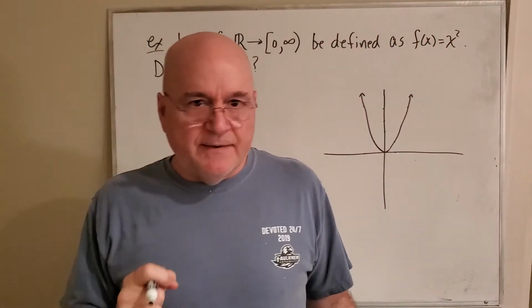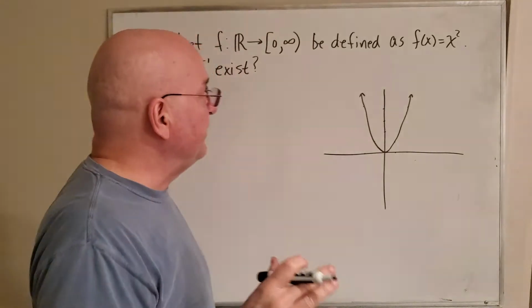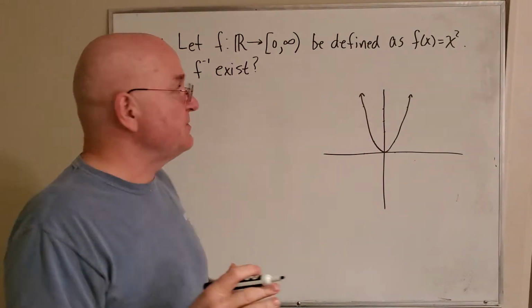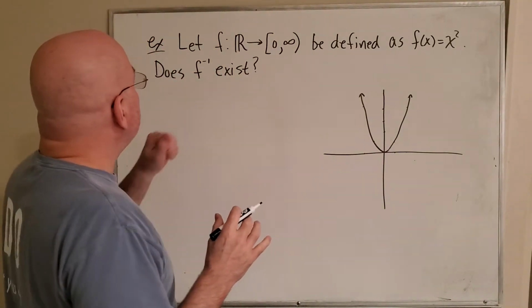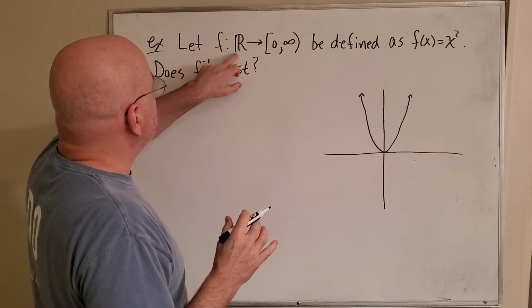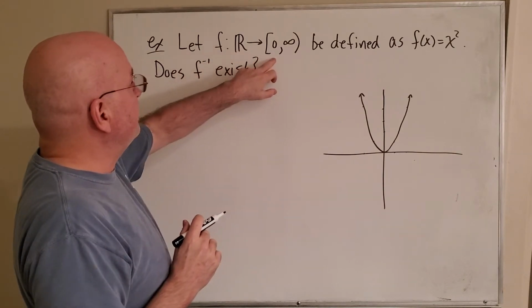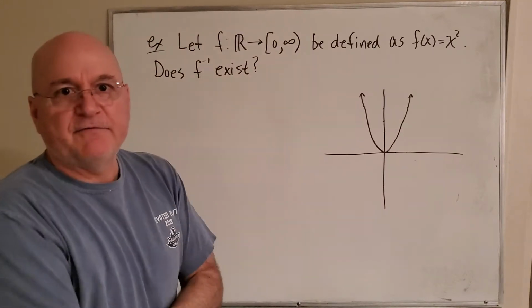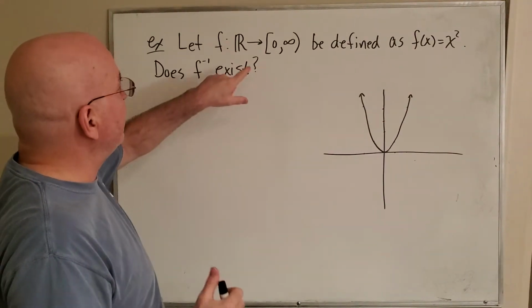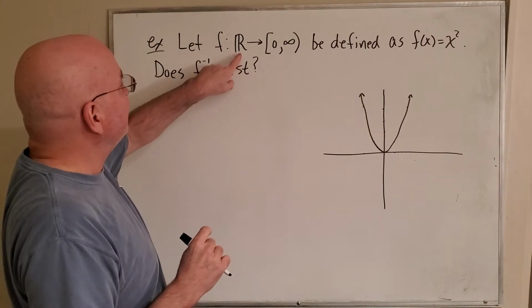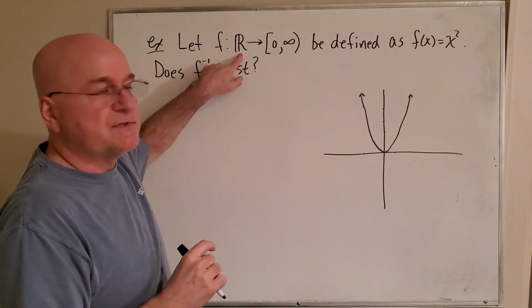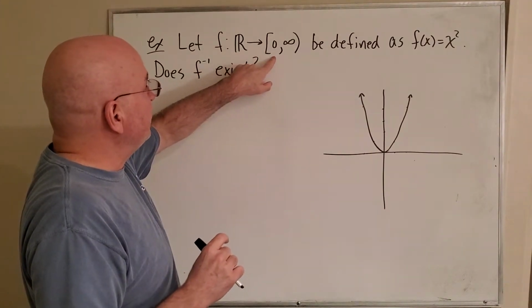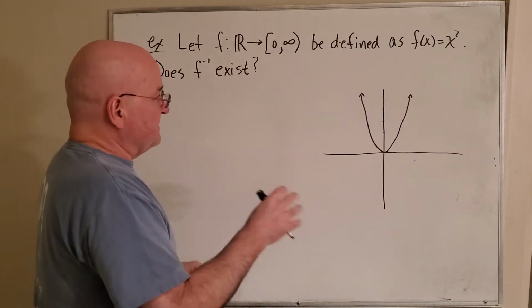Well, let's look at an example of a function that I think we all know does not have an inverse. Let f, with domain all real numbers and range 0 to infinity, be defined as f of x equals x squared. You should convince yourselves that the domain is all real numbers and that the range is this.